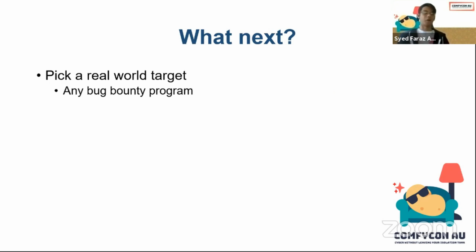Another way to go about it is to just pick a random open source project on GitHub. And since you have code, you can actually read code. And if you've done your practice from CTFs from before, you'll be able to spot bugs in code, because let's face it, everyone has bugs in their code, right?